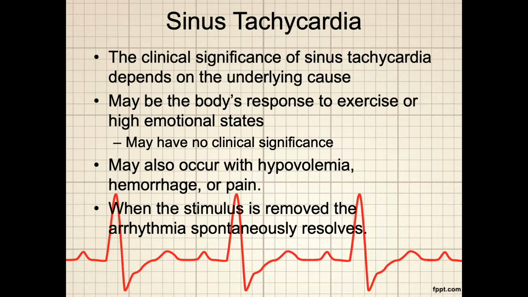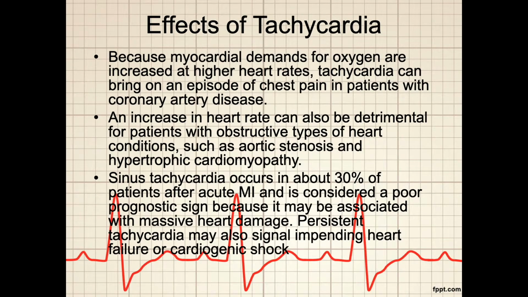Like sinus bradycardia, sinus tachycardia can have profound effects on the body. Because the myocardial demands for oxygen are increased at these higher heart rates, tachycardia can bring on an episode of chest pain in patients with existing coronary artery disease. An increase in heart rate can also be detrimental for patients with obstructive types of heart conditions, such as those patients with aortic stenosis and hypertrophic cardiomyopathy.